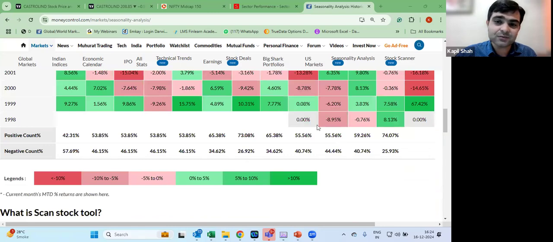Now, can you tell me which is the weakest month in the market? Which is the weakest month for the market as per the data?